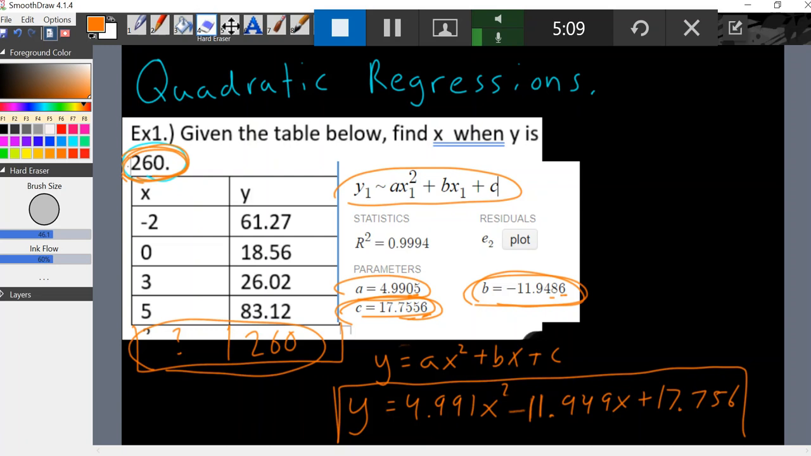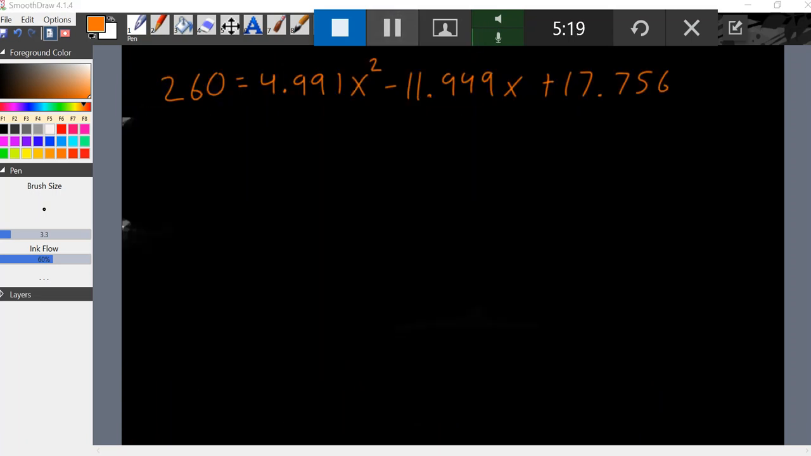So how am I going to write my equation? Well, in place of y, I'm going to start by writing 260. All right, let me pause and clear this up for you guys. Okay, so to finish this problem, we are going to solve this quadratic. So what are the steps to solving a quadratic?